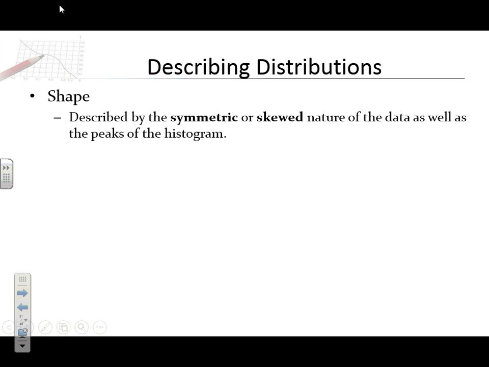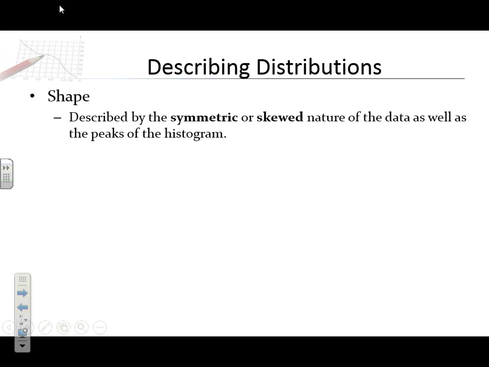When we talk shape, basically shape has two different aspects. It's either going to be symmetric or what we call skewed. And that's going to depend on where the peaks occur and how the tails of our distribution appear to be. So we have symmetric, we have skewed. Those are kind of the two main terms you need to use when describing shape.